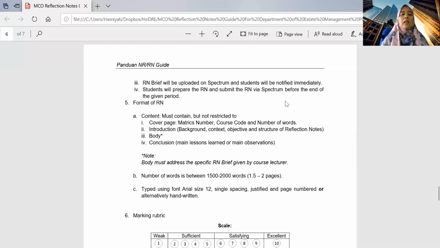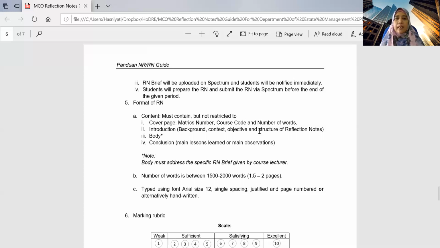Structure means you outline or tell the reader, maybe you have three points in the body. So you may tell the reader, firstly, I'm going to write about so and so. This will be followed by a discussion on so and so. And finally, the discussion will move to so and so. The reflection note will then be concluded with the conclusion section. So that shows you the structure of the reflection note.